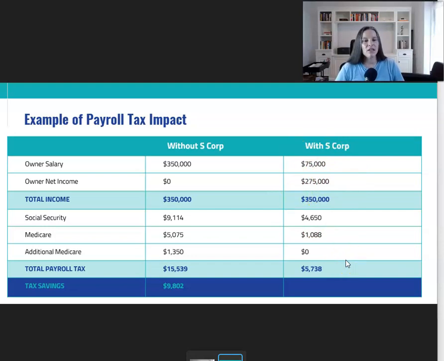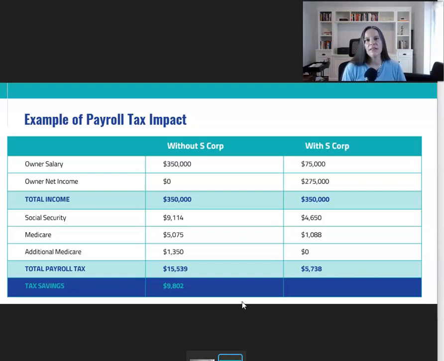So at the end of the day, you're only paying payroll tax of $5,700 in this fact pattern. And here you can see the difference between the two is that in example one, I'm paying $10,000 more in payroll taxes every year than I need to be if I just simply made the S Corp election. So again, keep in mind, I'm only talking about a business that makes $350,000 net income. If your business makes more than that, or you're going to make more than that in the future, then that savings is going to go up significantly.